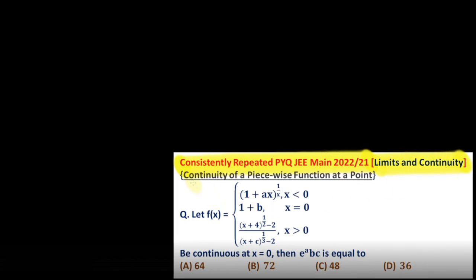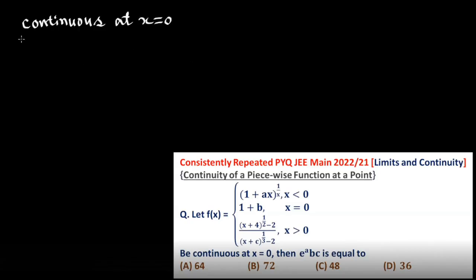This is a question on continuity of a piecewise function at a point. Function f(x) is defined differently in different domains and it is continuous at x equals 0. We have to find out e^a times b times c. The function is given to be continuous at x equals 0.